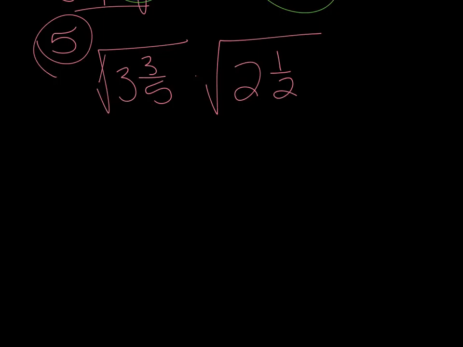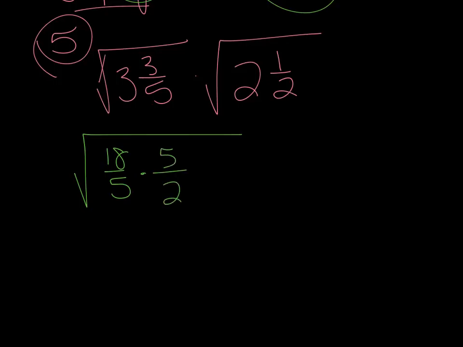So maybe in the same step where we write this as one radical, we change them to improper fractions. So I'm going to have the square root of, to change 3 and 3/5 into an improper fraction, we take 5 times 3, plus 3, which gives 18 over 5. And for the second one, we take 2 times 2, plus 1, which gives 5 over 2.